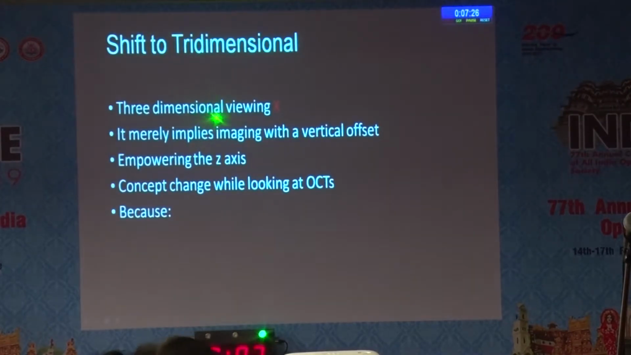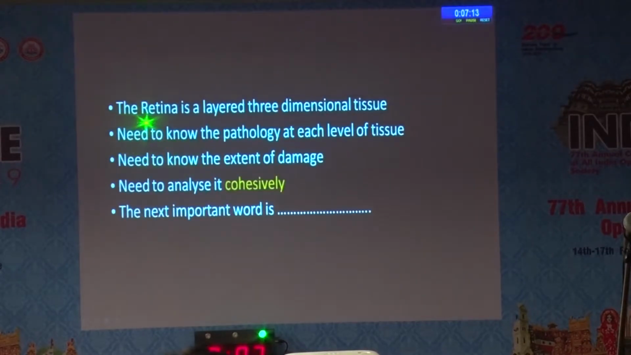Does not mean three-dimensional viewing. Tri-dimensional means you're including the Z offset, that is the vertical offset, in all your calculations and all your measurements. So you're empowering the Z axis, and it's a concept change because you're looking from the top. Why? The retina is a multi-layered structure. You don't look at the side. You're peeling off each level when you're doing the en-face imaging, and this is the most important.